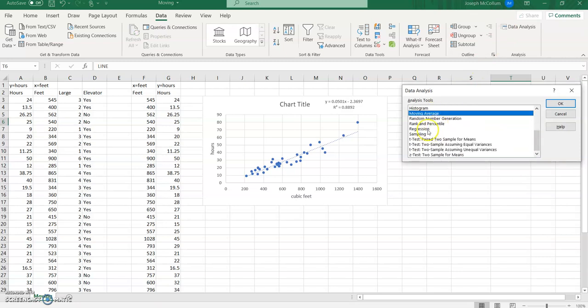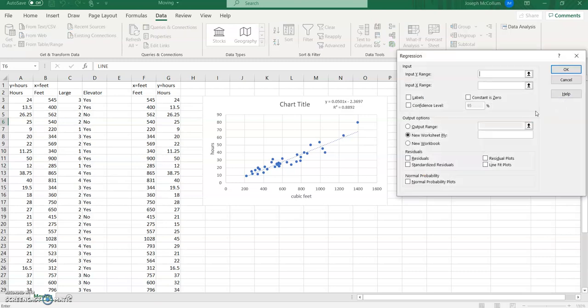ANOVAs, data, where's my thing I really want to show you there? It's not there. It's descriptive statistics, really valuable too. Today, we're going to talk about regression. I want to keep it on point. Regression, so we click OK.